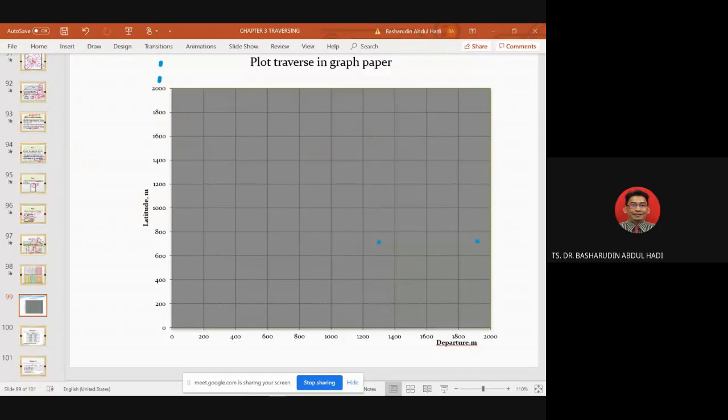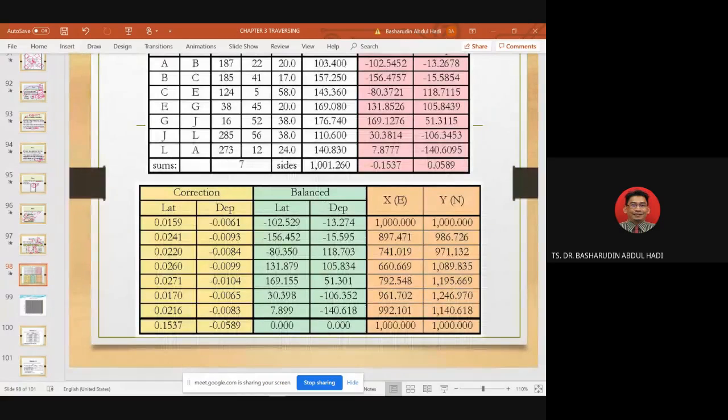900, 900. Wait a minute. Where is X? Where is Y? So your X is 900. So remember that your X is equal to 900.